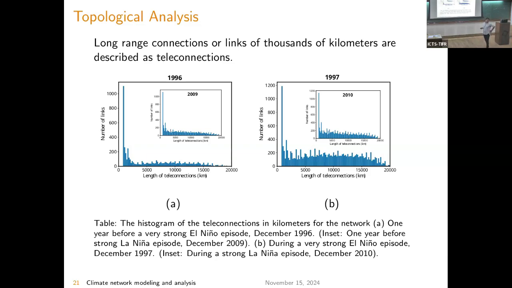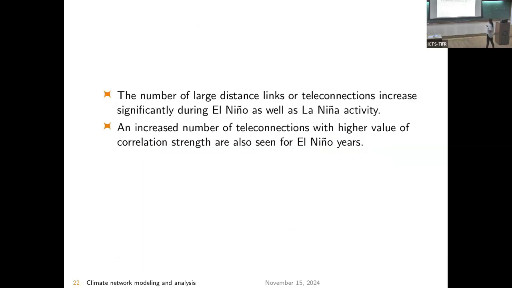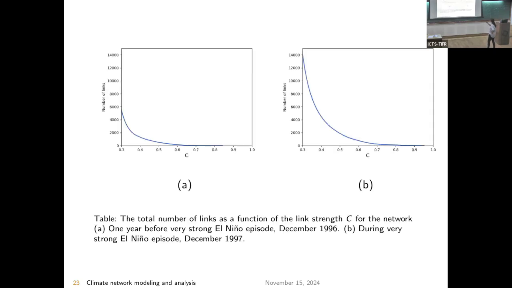So this is El Nino. There are many more long-range links, yeah, you can see that. And the number of connections are quite high for the indicator years. So I will summarize this: the number of large distance links, or teleconnection links, increases significantly during El Nino as well as La Nina activity, and an increased number of teleconnections with higher value of correlation strength is also seen in the El Nino years, which we can see from this plot.